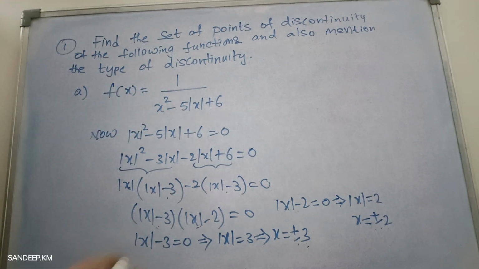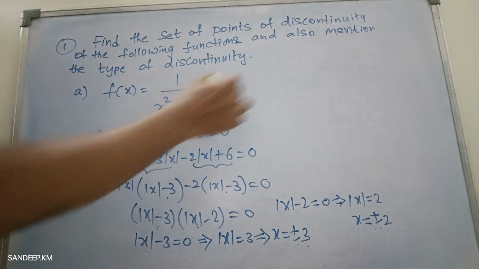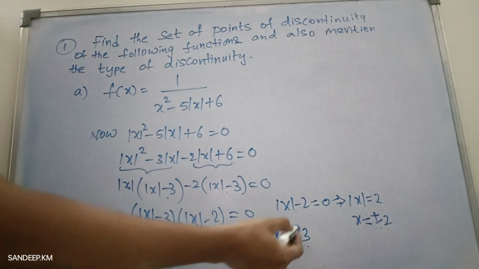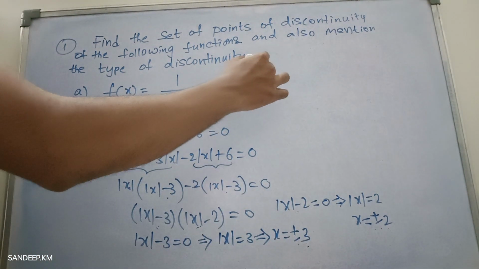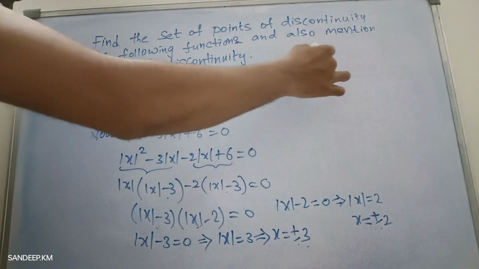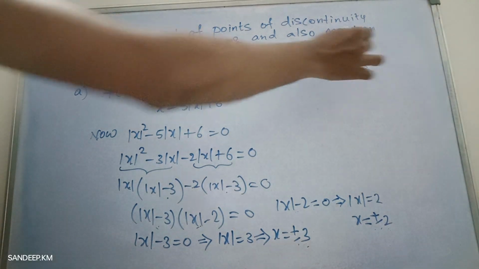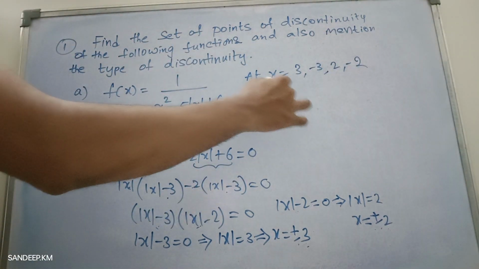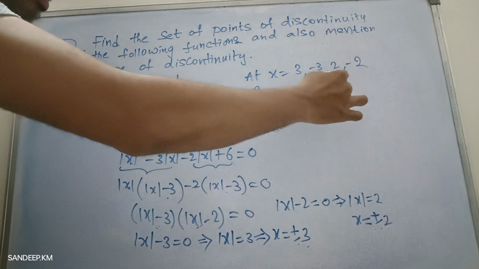Now what is the domain of this function? Any real number except these four values. So at x equal to plus 3, minus 3, plus 2 and minus 2, the function f of x is discontinuous.